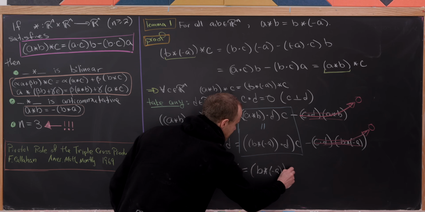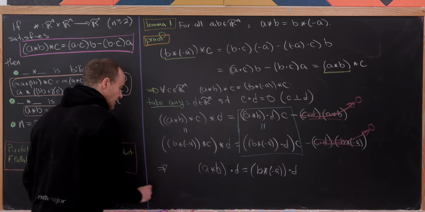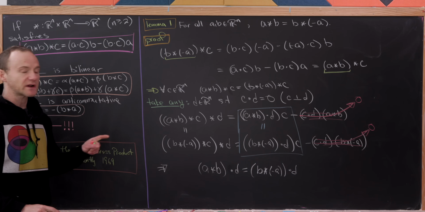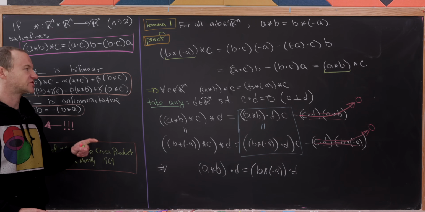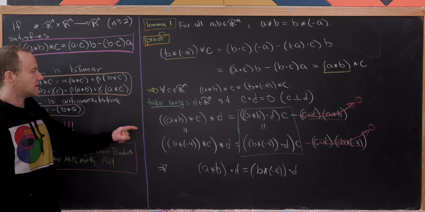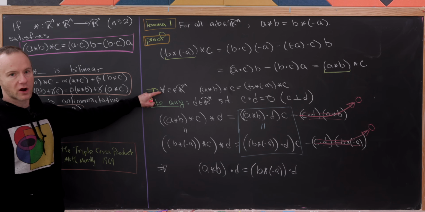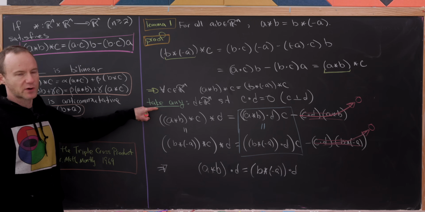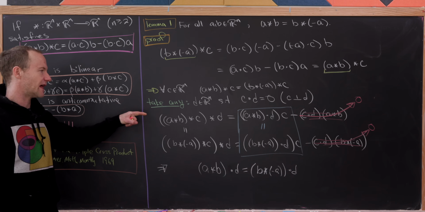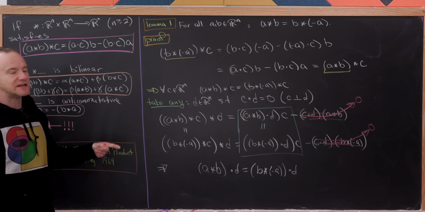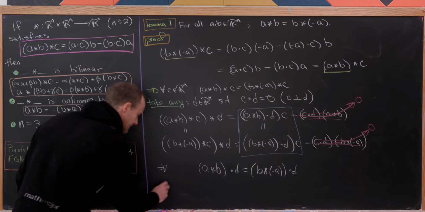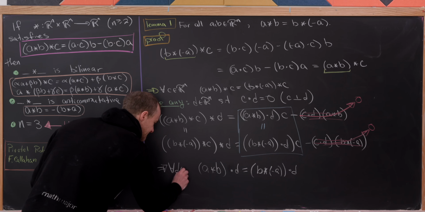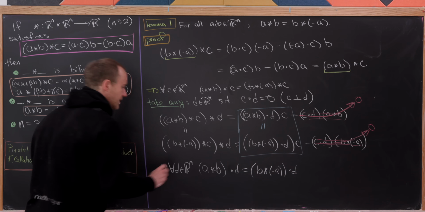B star minus A dot D. But notice that this is really holding for any vector D. And that's because this was for arbitrary C, and then on top of the arbitrary C, we took an arbitrary D that was perpendicular to it. So we might as well have just chosen the D first and chosen the C second. So this is for all D inside of Rn.